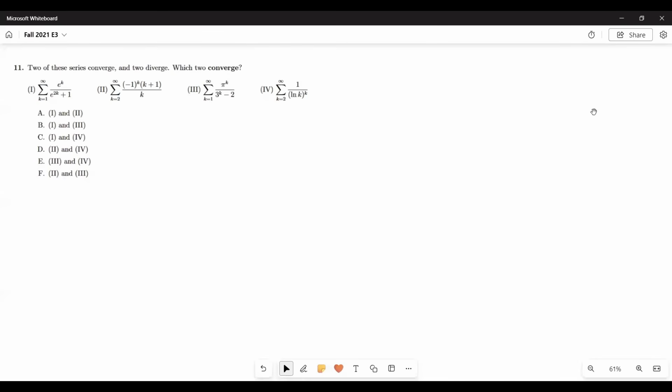Okay, this question asks which 2 of the series converge. So let's try the first one. The first one is the sum from k equals 1 to infinity of e to the k over e to the 2k plus 1. And this is using the direct comparison test, e to the k over e to the 2k.